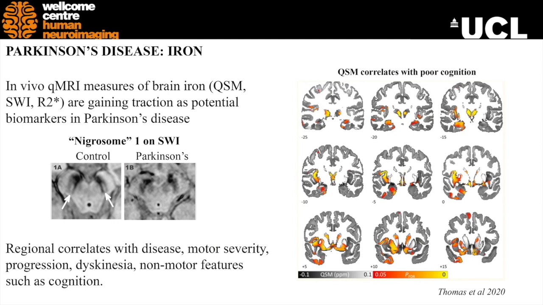In vivo QMRI measures of brain iron are also gaining traction as potential biomarkers in this disease, for example, as a diagnostic marker, so loss of nigrosome 1 in the posterior tip of the nigra, or the regional correlates with disease, motor severity, progression, dyskinesias, or other features such as cognition, which is shown here on the right from some very nice work from Thomas and Weil et al. in 2020.